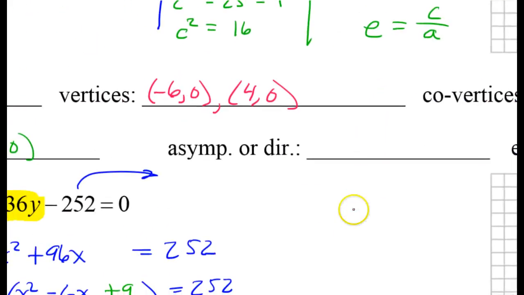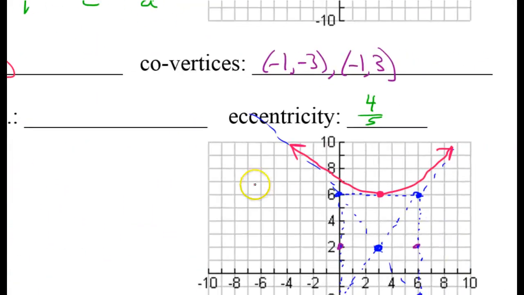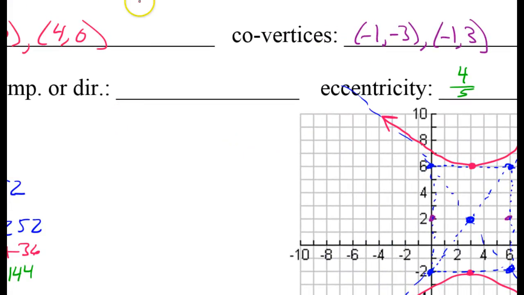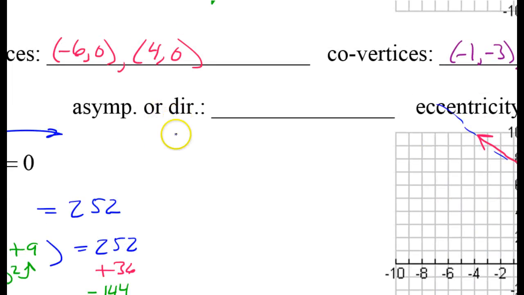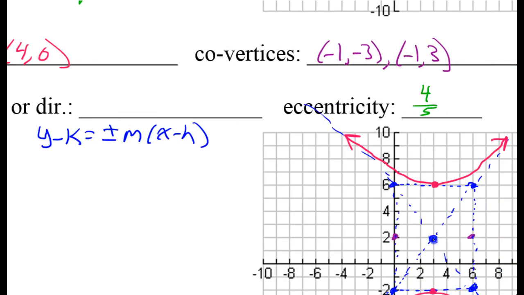So what else do we need to label? Oh, yeah, the asymptotes. So the model or formula for the asymptotes goes like this. It's always going to be y minus k is equal to plus or minus m times x minus h. This is the point slope form for the equation of a line. M is the slope, and then you substitute in a point. I'm using h and k because I'm always going to use the center of the hyperbola. That's the only point that's on both asymptotes, that's why I use it.